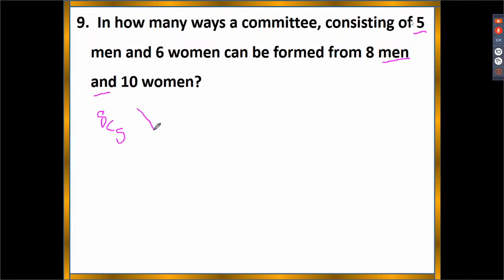And means into, or means plus. Out of 10 women, we have to select only 6 women, 10C6. We have to form a committee with 5 men and 6 women, not or. And means into, or means plus. Do it fast. 8C5 means what is the value? So 8 factorial by 3 factorial into 5 factorial.